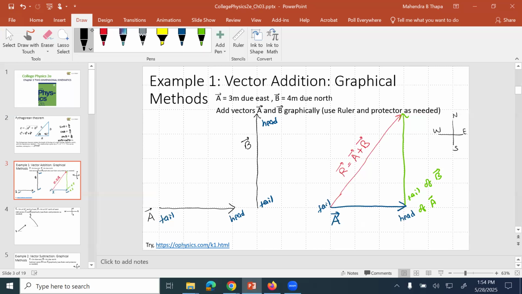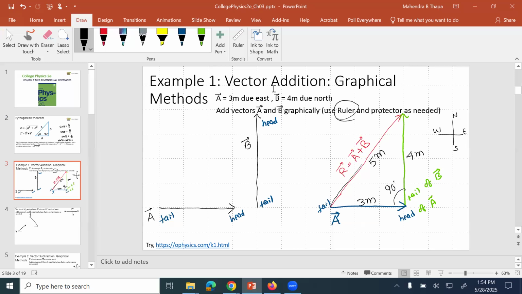If you use the ruler, then this length exactly comes to be 5 meter. Okay, this is 3 meters, this is 4 meter, and this is 5 meter. For that you need to use ruler and the protractor. Okay, make sure that this angle is perpendicular, 90 degree.